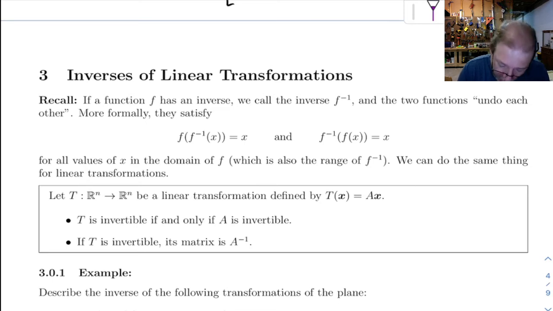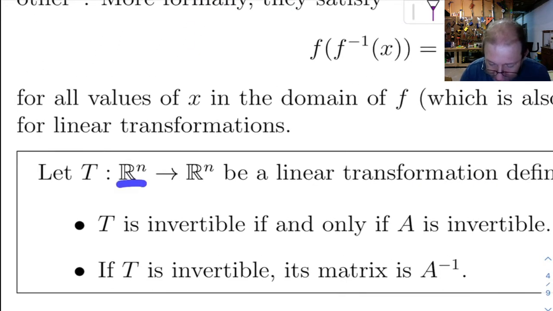Or more formally, if you plug the inverse into f, or if you plug f into its inverse, all you get out of it is just x. So what we're going to look at here is inverses for linear transformations. First up, let T map Rn to Rn be a linear transformation defined by A times x. Notice this is Rn and so is this. In order to have an inverse, these have to be the same size. They have to have the same dimension.